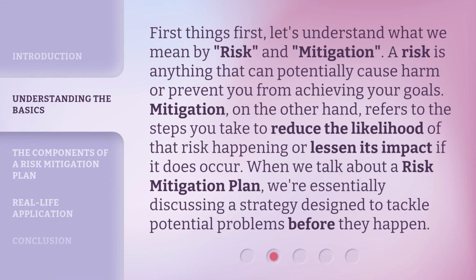First things first, let's understand what we mean by risk and mitigation. A risk is anything that can potentially cause harm or prevent you from achieving your goals. Mitigation, on the other hand, refers to the steps you take to reduce the likelihood of that risk happening or lessen its impact if it does occur. When we talk about a risk mitigation plan, we're essentially discussing a strategy designed to tackle potential problems before they happen.